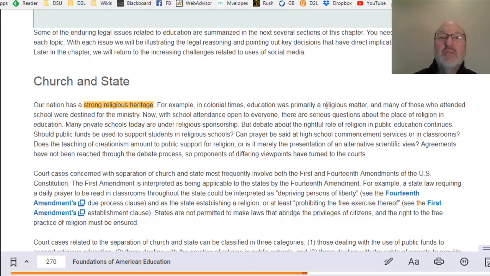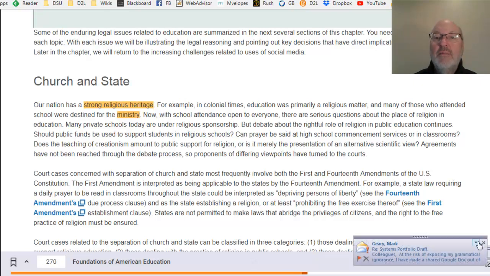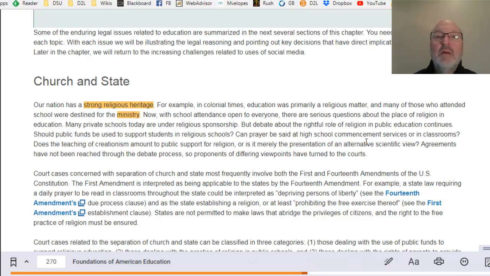In colonial times, education was primarily a religious matter. And many of those who attended school were destined to be in the ministry. Put that right there for you. Now, with school attendance open to everyone, there are serious questions about the place of religion in education. And in fact, we have, especially the Christian religion, done everything we possibly can to extract it from our schools and our governments. Many private schools today are under religious sponsorship, but debate about the rightful role of religion in public education continues.